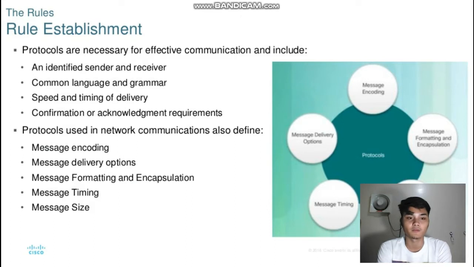So we have rule establishment. Protocols necessary for effective communication include an identified sender and receiver, common language and grammar, speed and time of delivery, and confirmation or acknowledgement requirements. Protocols used in network communication also define message encoding, message formatting and encapsulation, message size, message timing, and message delivery options.